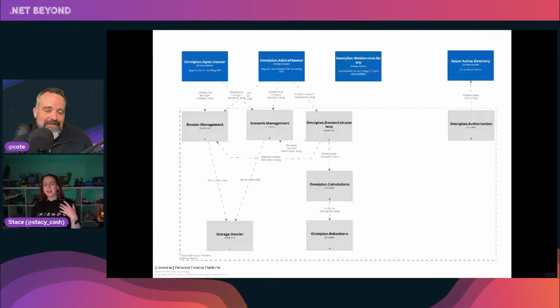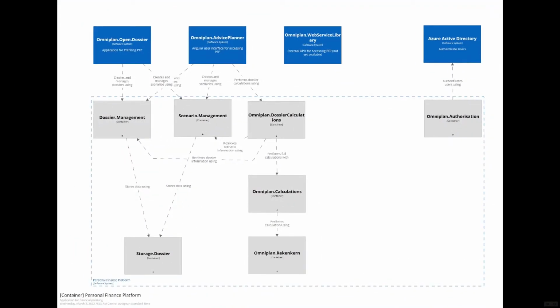This is kind of the first thing that we came up with. It's a little bit simplified, but we're saying, okay, when you make a financial dossier, we have a dossier, so we're going to need something for the business rules for the dossier. You have scenarios, and that is, for example, your current financial state and possible future financial states that you want to move to. Both of those are going to need to interact with some kind of storage. And then we have calculations.